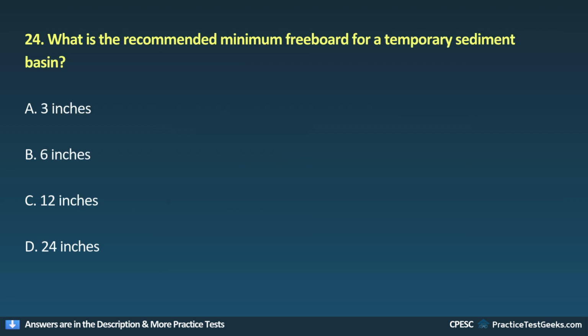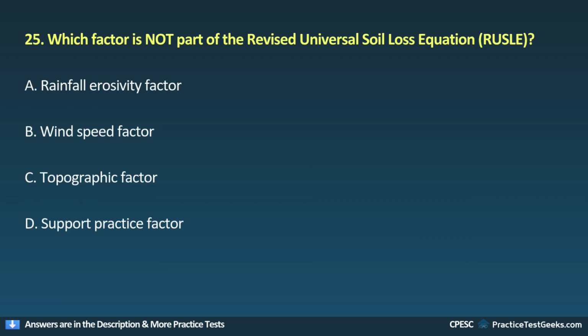24. What is the recommended minimum freeboard for a temporary sediment basin? A. 3 inches. B. 6 inches. C. 12 inches. D. 24 inches. 25. Which factor is not part of the Revised Universal Soil Loss Equation? A. Rainfall erosivity factor. B. Wind speed factor. C. Topographic factor. D. Support practice factor.